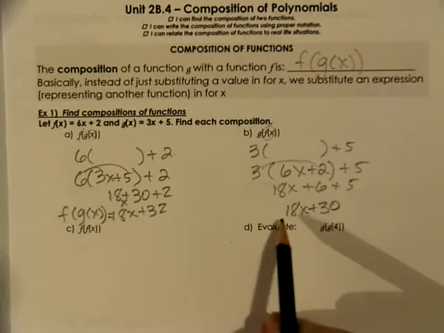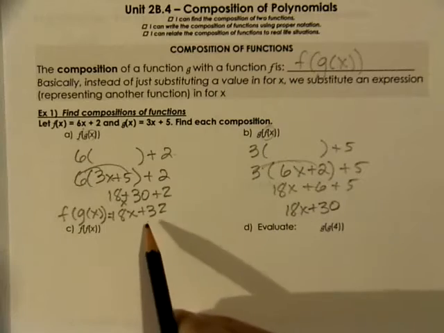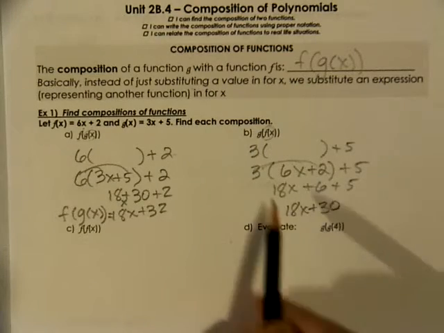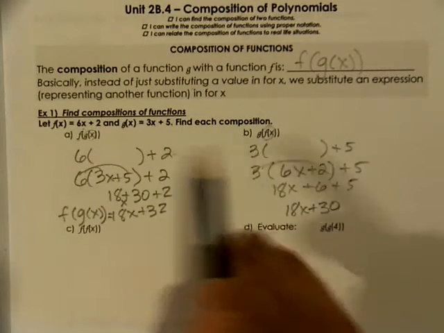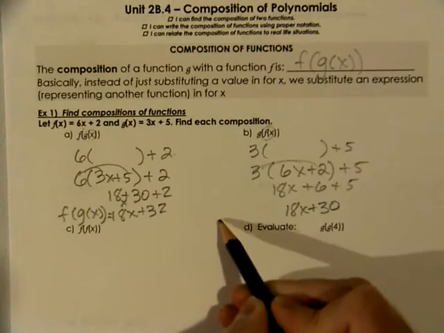So notice how they're different. In this case they're relatively close, but they are different. So f of g of x and g of f of x are not the same. They do not always give you the same value.